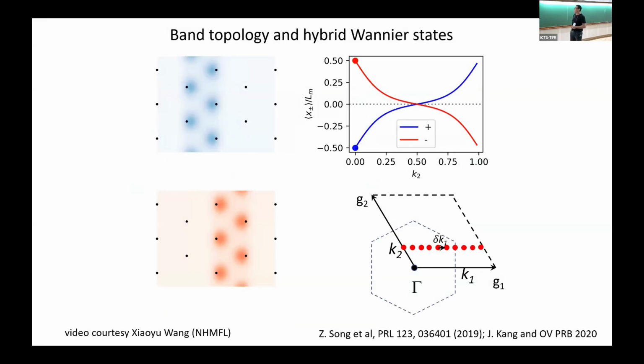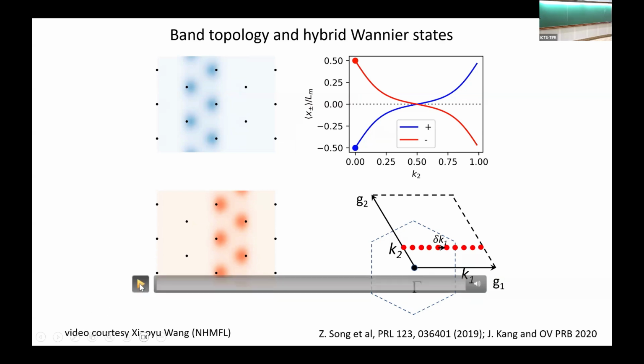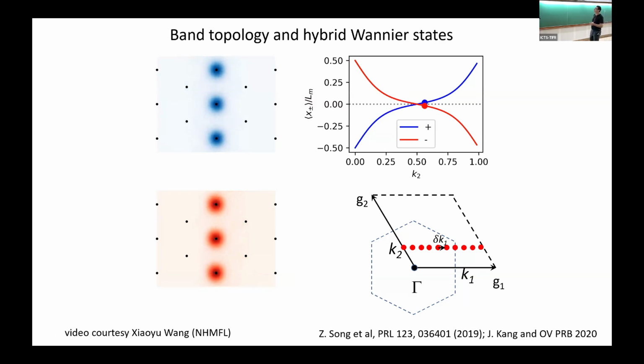Okay, so what do the eigenstates look like? So I plotted them here on the left. You see there's a blue branch which winds to the right, and there's a red branch which winds to the left. So they are delocalized in the y direction. Okay, they are localized in the x direction, and as you change the good quantum number along the G2 direction, these things drift around like this.